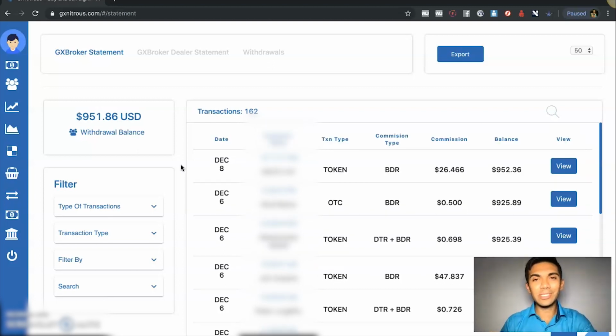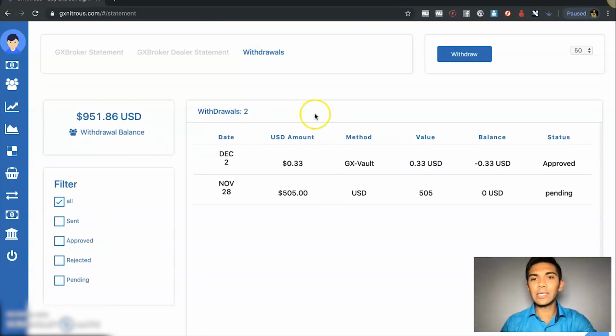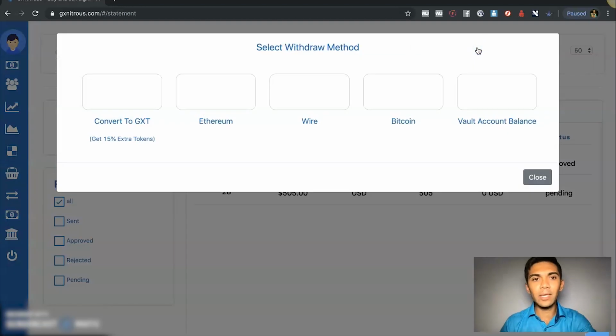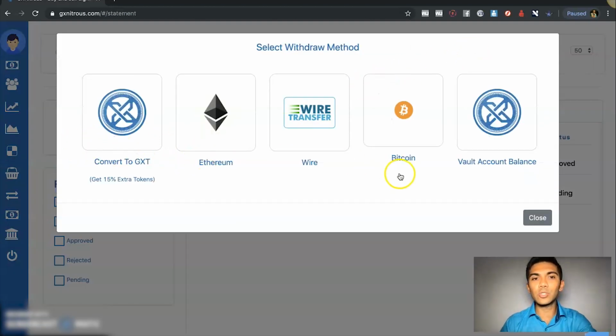Also on the GX broker statement page, you have the withdraw option. If you click there, as you can see, not only the past history of your withdrawals, but the withdraw button, that you have these options to make your withdrawal. You can convert your earnings to GXT and get a 15% increase. So if you're buying $1,000 worth of GX tokens, you would get $1,150, which is a nice bonus, nice incentive to load up on these tokens. And that's why I think many people will buy a lot more than 1,000.